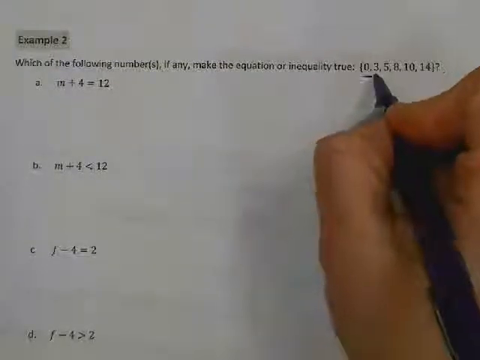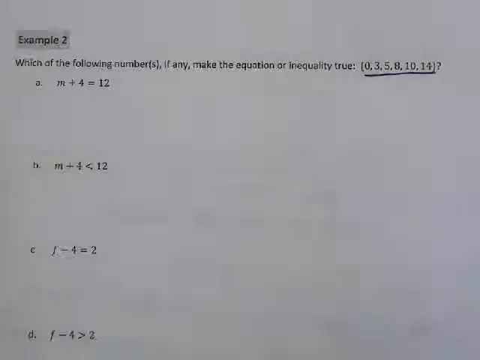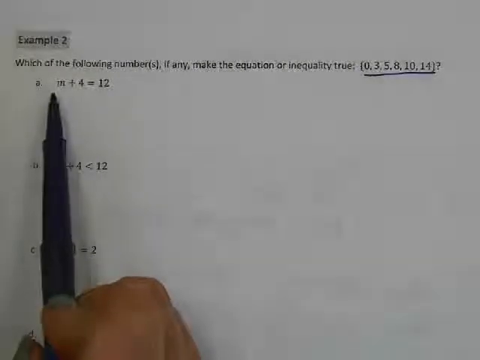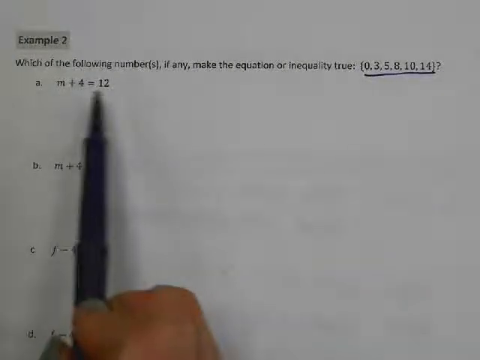So our answer bank is 0, 3, 5, 8, 10, and 14. So we're looking here and saying, what could M be? So M is our variable. M plus 4 equals 12.